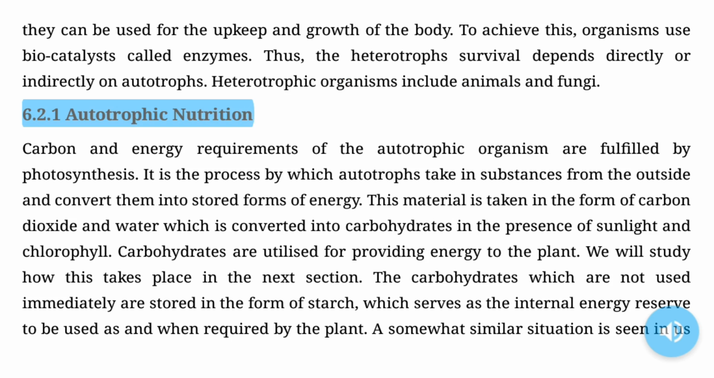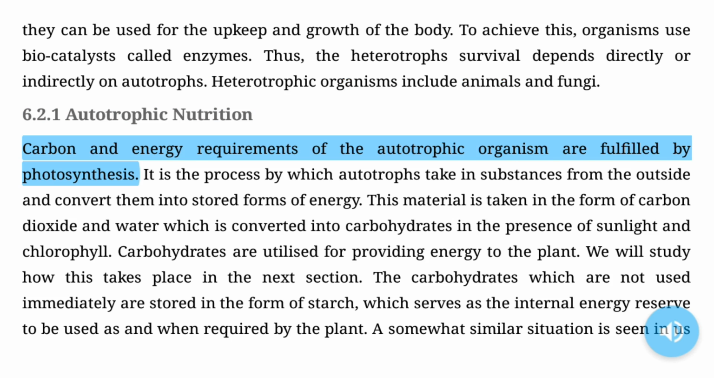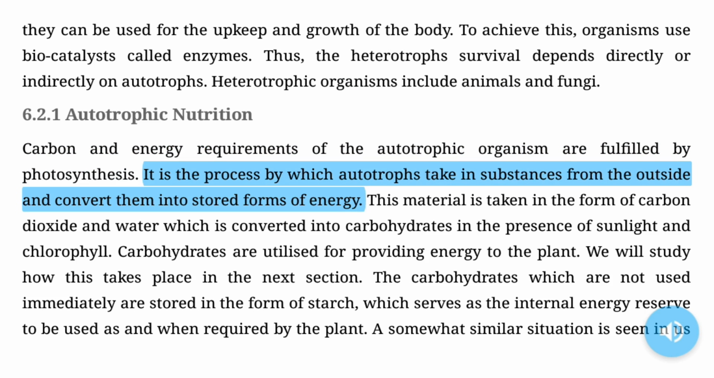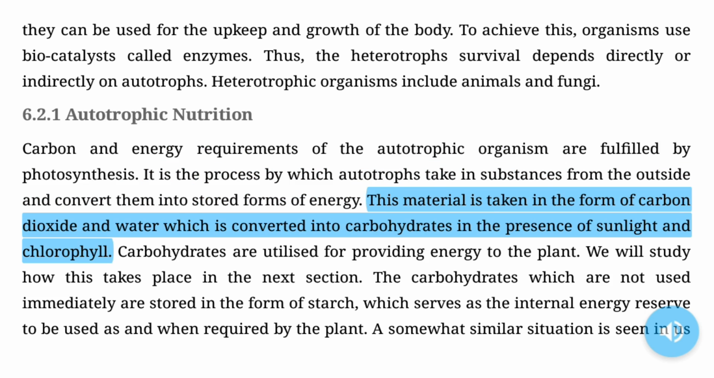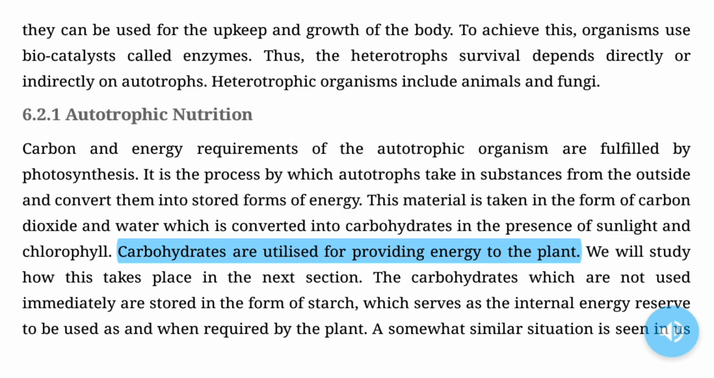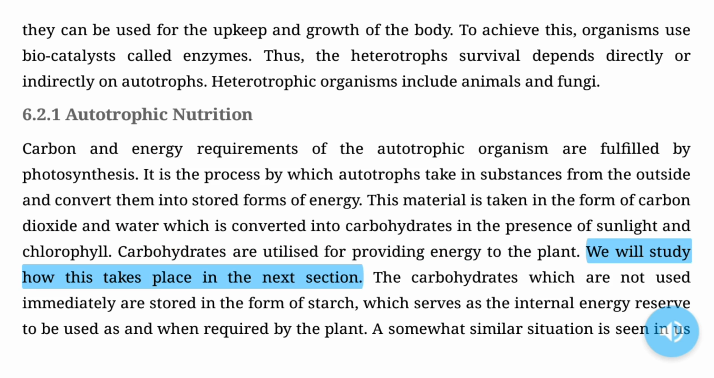6.2.1 Autotrophic Nutrition. Carbon and energy requirements of the autotrophic organism are fulfilled by photosynthesis. It is the process by which autotrophs take in substances from the outside and convert them into stored forms of energy. This material is taken in the form of carbon dioxide and water, which is converted into carbohydrates in the presence of sunlight and chlorophyll. Carbohydrates are utilized for providing energy to the plant. We will study how this takes place in the next section.